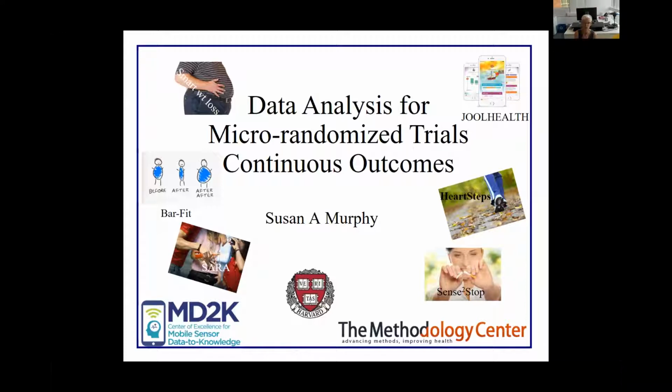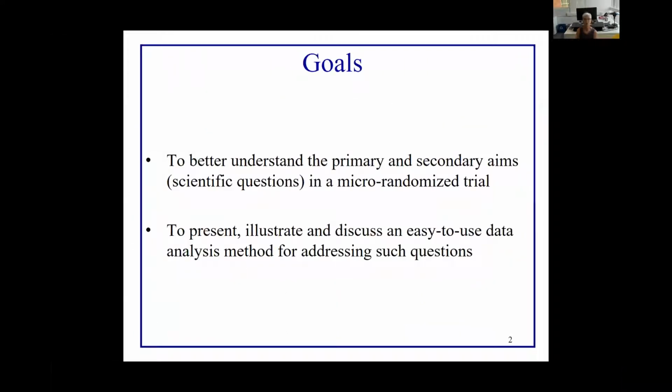So today what we're talking about is how, if we've already run a micro-randomized trial, what are some of the primary and secondary analyses that we might be interested in, and how would we conduct those analyses? So here you see exactly what I just said. Our goals are to better understand what these analyses might be, what these aims might be, and then present a method for addressing these aims.